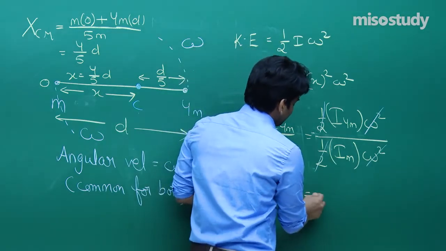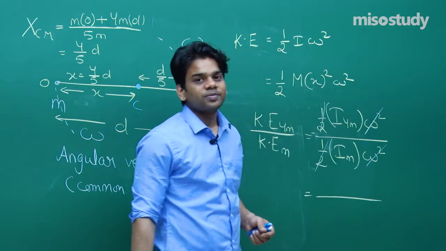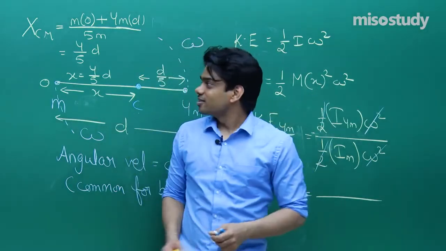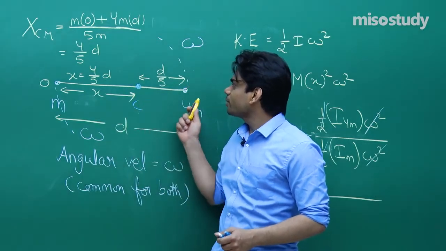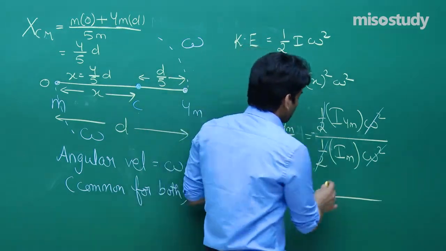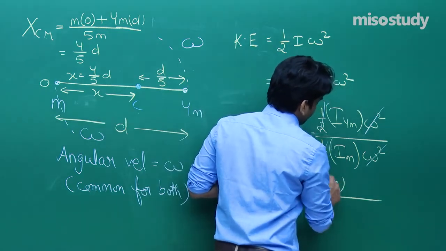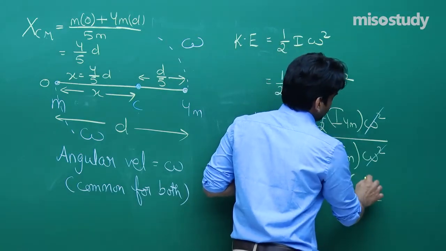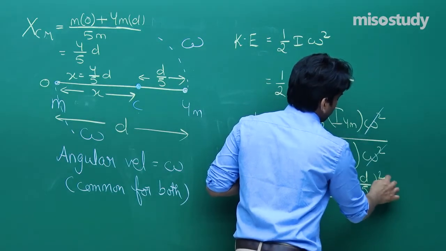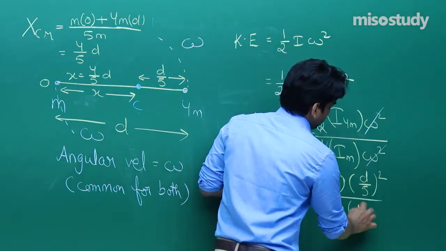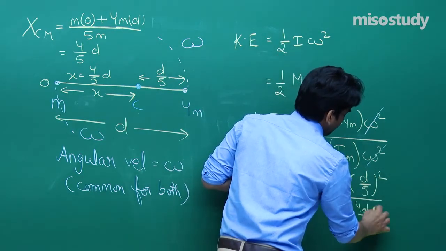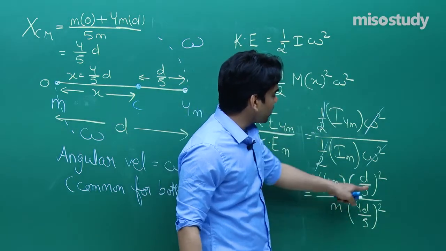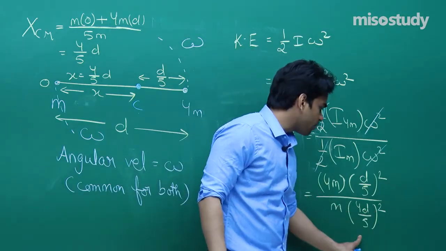Now this turns out to be I of 4m over I of m. We know that I is m r square. For mass 4m, its distance is d by 5, so this is 4m into d by 5 whole square. For mass m, the distance from the center of mass is 4d by 5, so this is m into 4d by 5 whole square. This is what we can easily see: 4m d by 5 whole square over m 4d by 5 whole square.